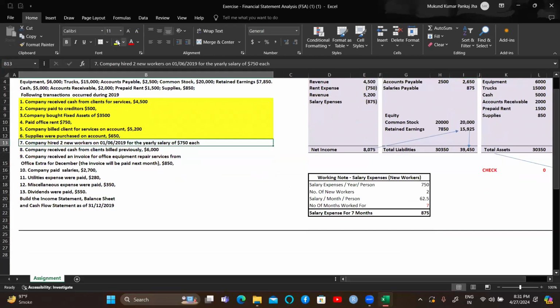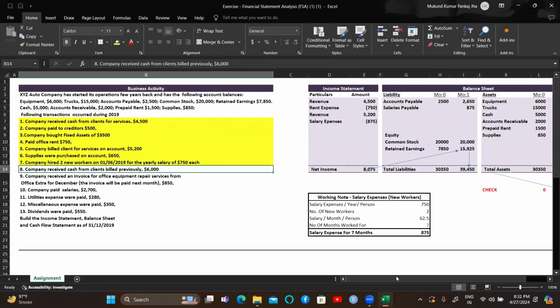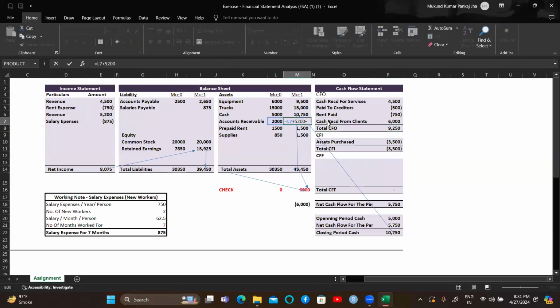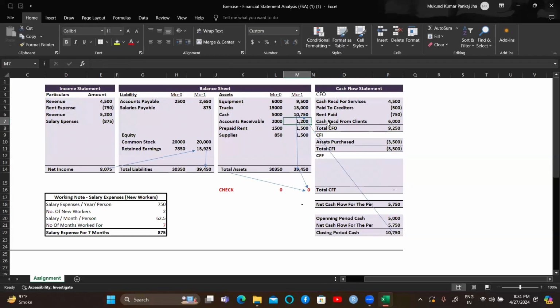Okay, done with this. Company received cash from client billed previously. Cash received from clients 6,000 and accounts receivable was 7,200. So 6,000 out of which has been received. That is why we will subtract that 6,000. Everyone clear? Everyone clear with this part?